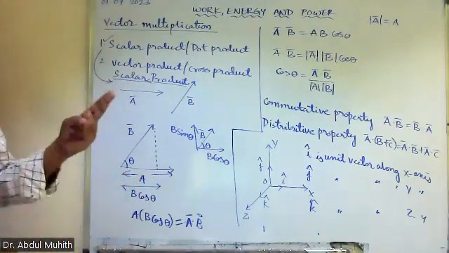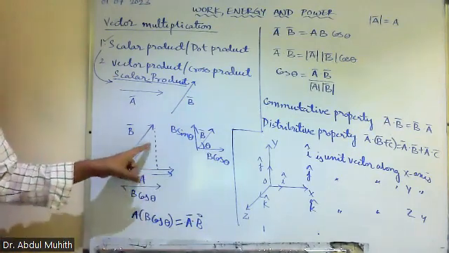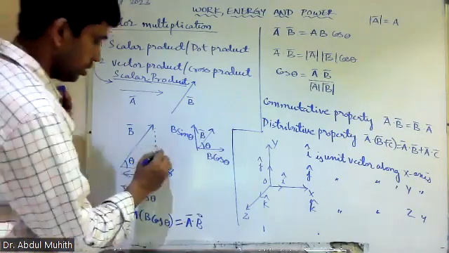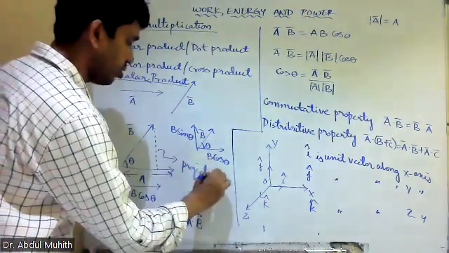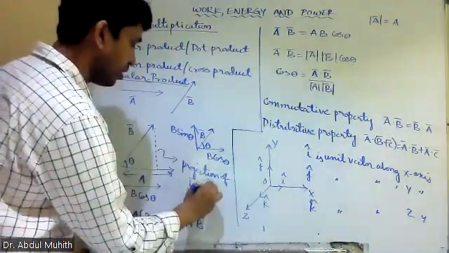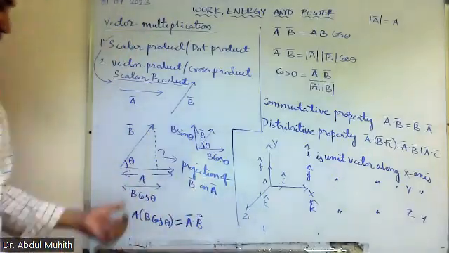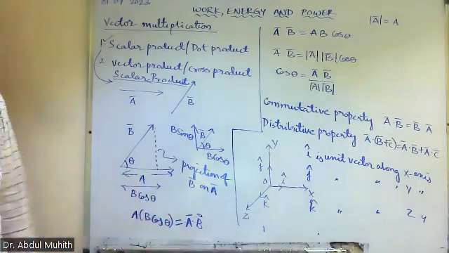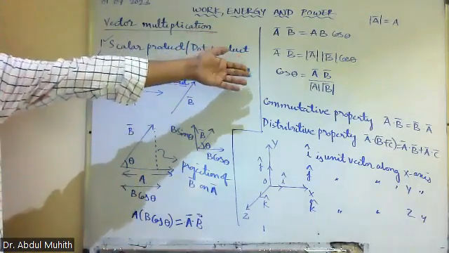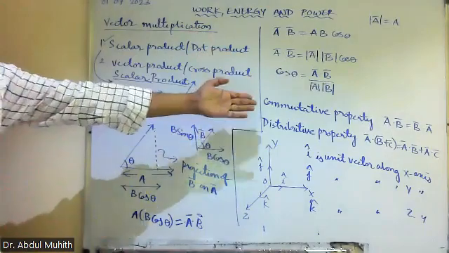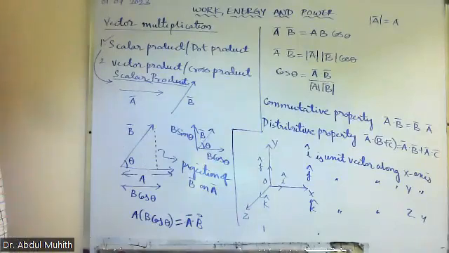Now in the scalar product, there are two vectors, A and B. Draw these two vectors. This dotted line is known as the projection of B on A. So this will become A and this will become B cos theta. So A into B cos theta is equal to A dot B. A dot B equals AB cos theta, so cos theta equals A dot B divided by mod A mod B. Commutative property: A dot B equals B dot A. Distributive property: A dot (B plus C) equals A dot B plus A dot C.